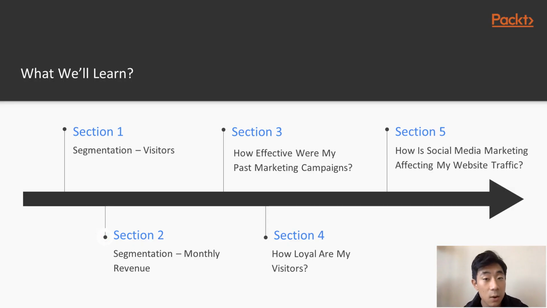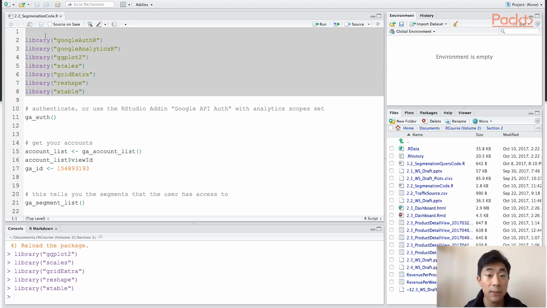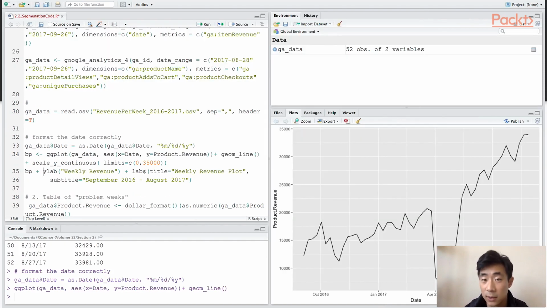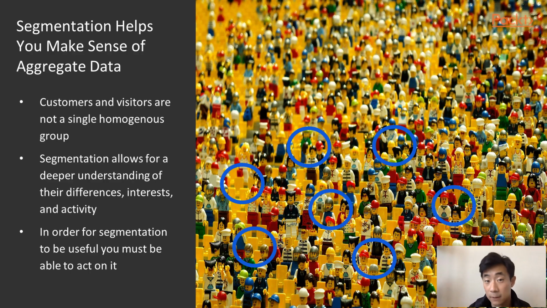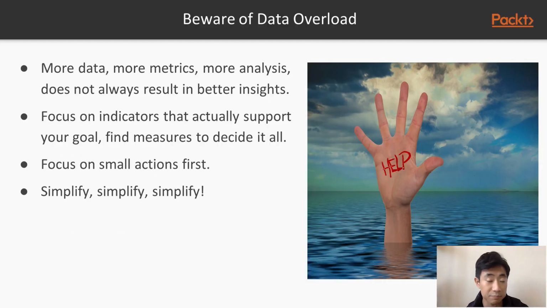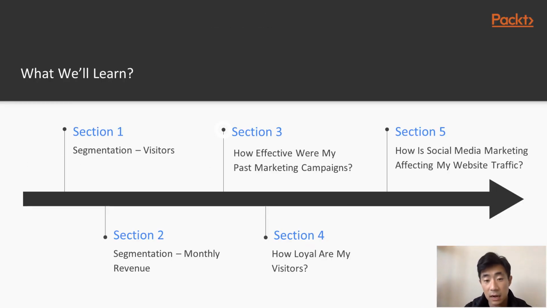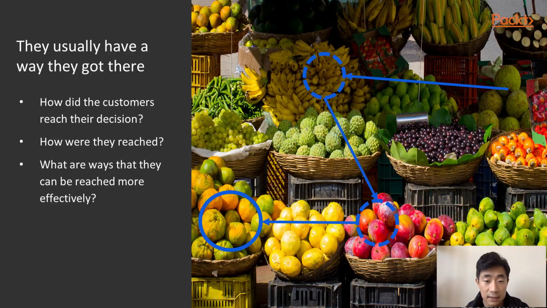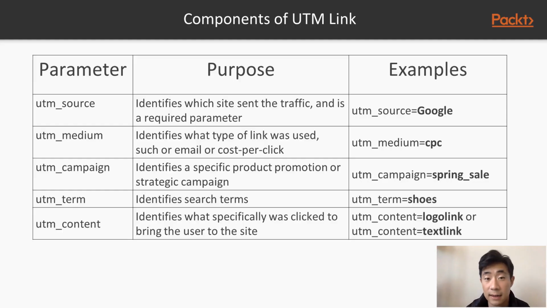The second section will go into segmentation by monthly revenue, and we'll see what sort of insights we can get about our revenue and traffic sources when we segment them up into their different subcategories. In the third section, we're going to take the tools that we learned in sections 1 and 2 and see how we can use them to design effective marketing campaigns.